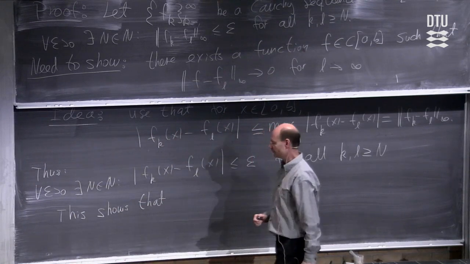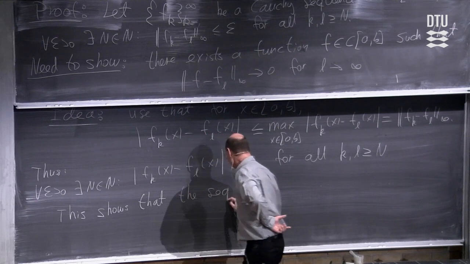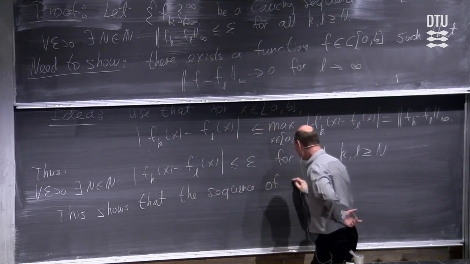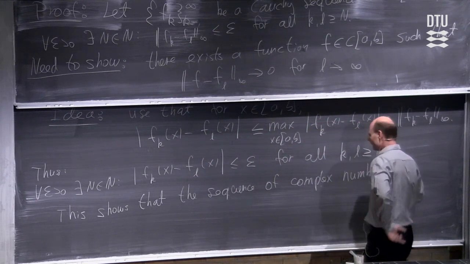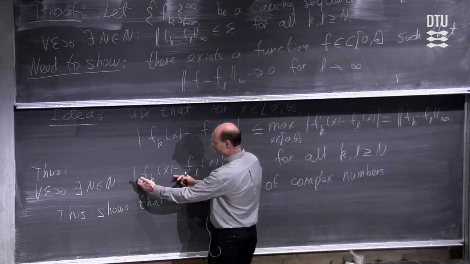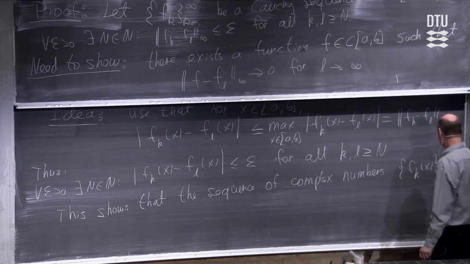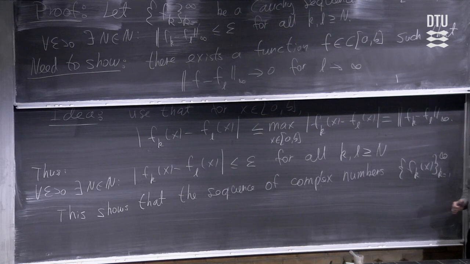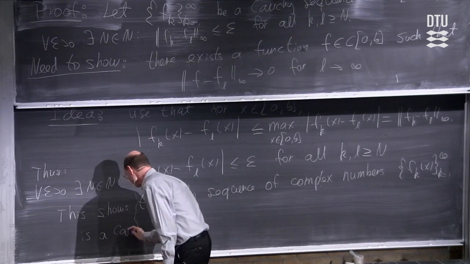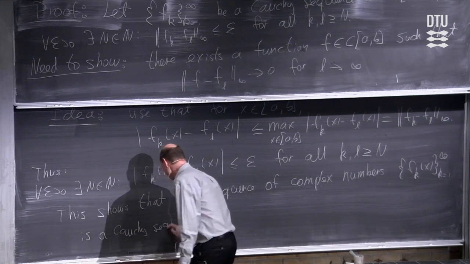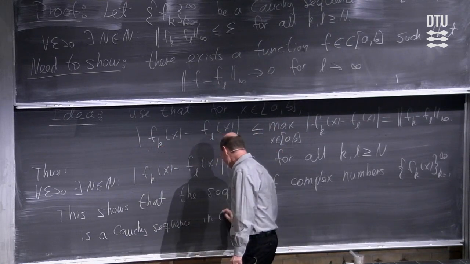So now I'll write it down in many words. This shows that the sequence of complex numbers, namely exactly the sequence where the kth element is f_k(x), this sequence is a Cauchy sequence. And then a Cauchy sequence in C.